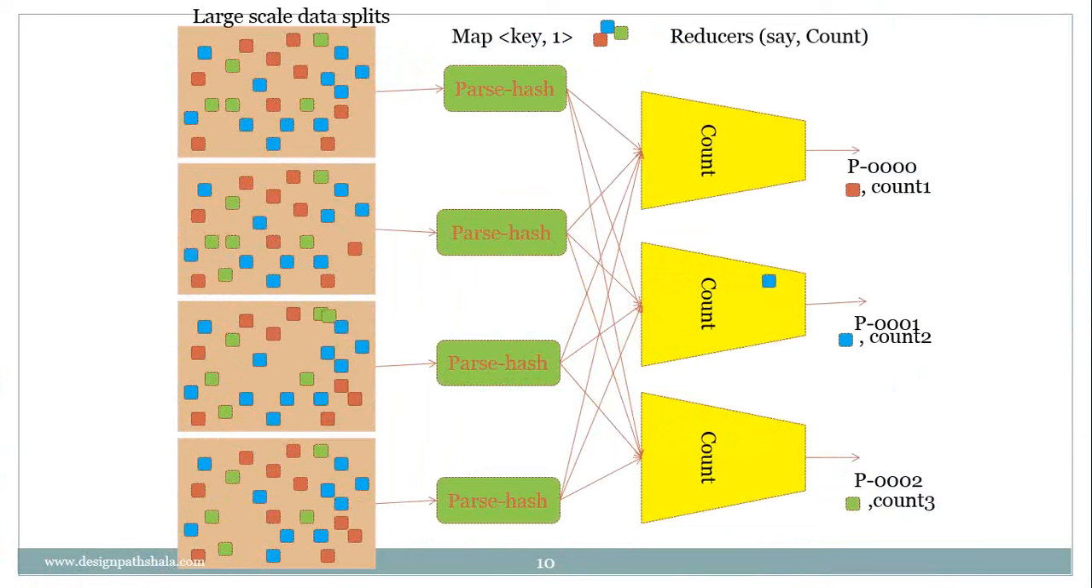Okay, so this is happening in your sort and shuffle phase. Your similar keys are getting hashed and going to the similar reducer which is intended for those values. And then the reducer will just do a count of them and will print the output as a count of the number of colors available.